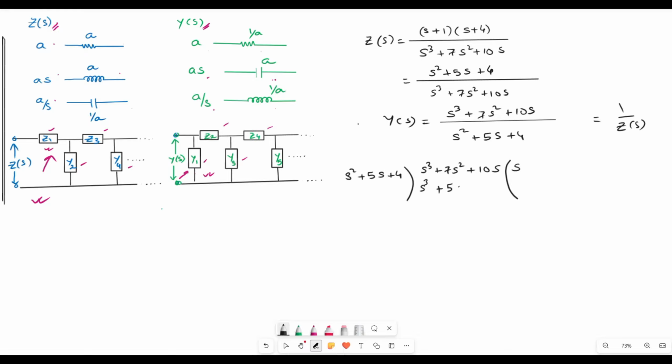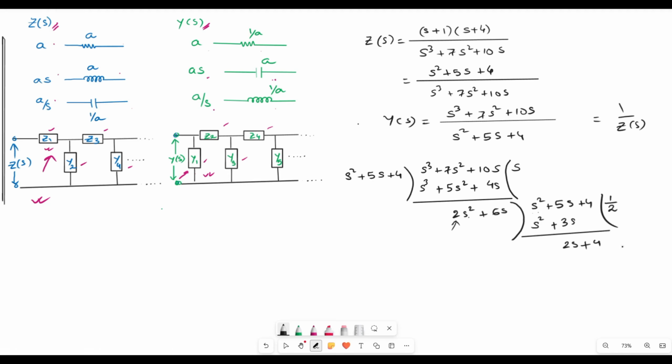This will be s cube plus 5s square plus 4s. Then after subtracting, we get 2s square plus 6s. Now using this term, we will be dividing by s square plus 5s plus 4. Here we require s square. Here we are having a 2 term, and here we do not have any constant term. So we have to put a half so that it becomes 1. So this is s square now, plus this will be 3s. Then subtracting, we get 2s plus 4.